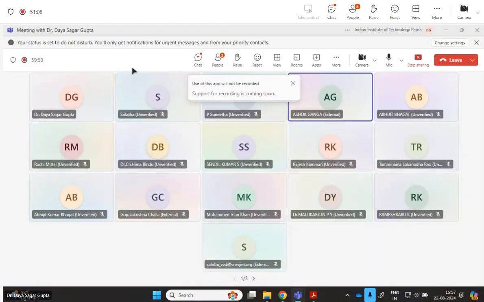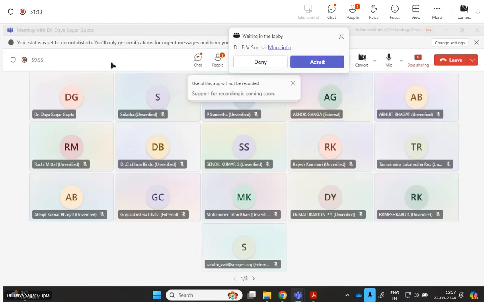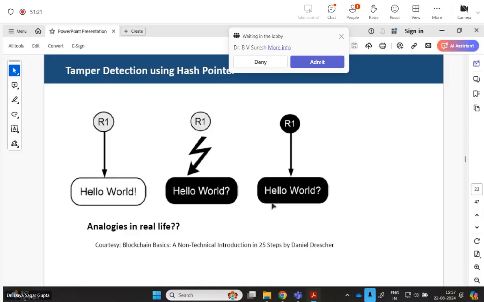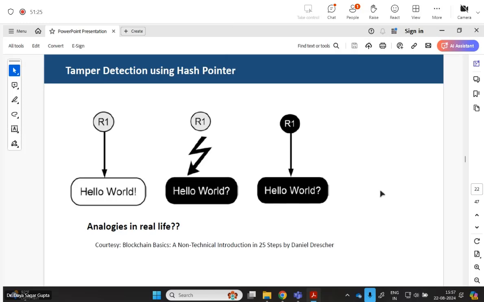Sir, I do have one doubt, sir. हाँ बोलिए. Sir, in real life, can we change both the hash and this message? Yeah, this one. The last case, sir. Yes, the last case.